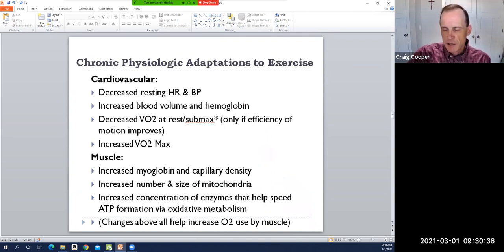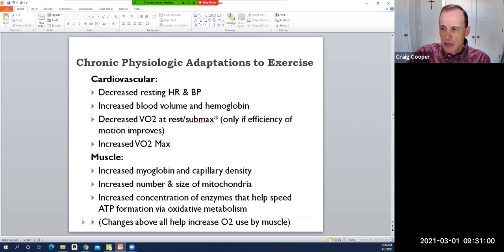So decreased resting heart rate and blood pressure, we will increase our blood volume and our hemoglobin levels. And again, if we increase our blood volume, then to pump the same amount of blood per minute at rest, we don't have to beat as hard because we have a lot more volume to begin with. And it's easier for us to have a big stroke volume. So those two things kind of are interrelated to one another.